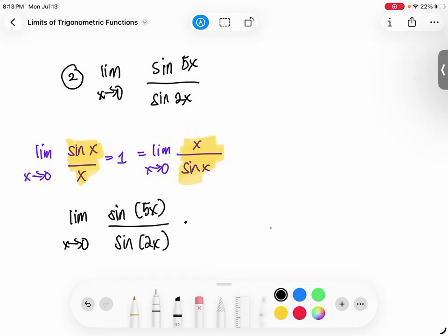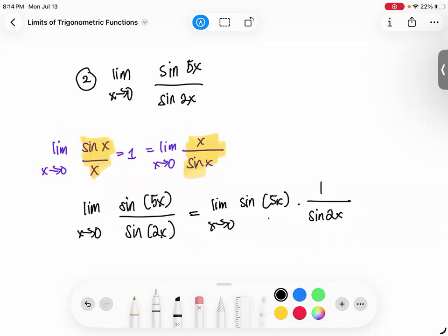So this can be written as the limit of sine of 5x times 1 over sine of 2x as x approaches 0. So what are you going to do? Multiply this by 5x over 5x and 2x over 2x. Now this can be brought here. This can be brought here.